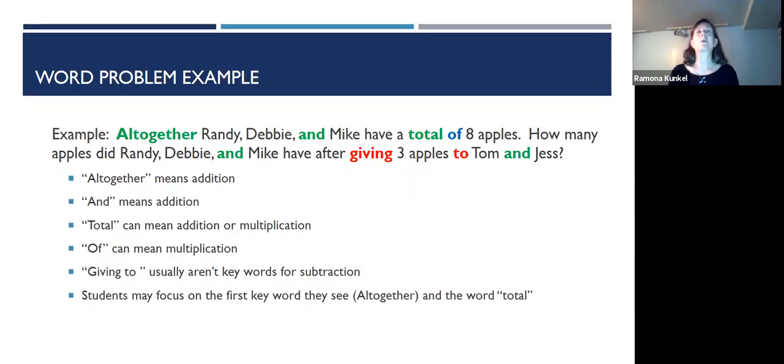So students may focus on the first word that they see, which is the word altogether, and the word total. So this can be really confusing for them because there's just too many keywords, but they have to be in the right context. So what do we do with this? Well, we can actually draw it out visually so that they can see what is going on conceptually.